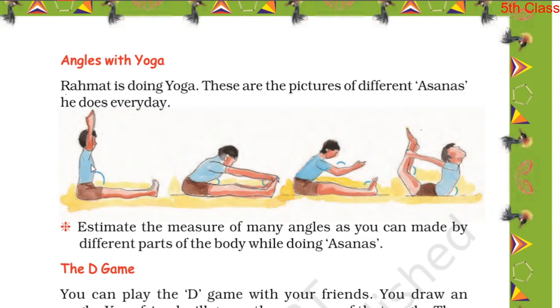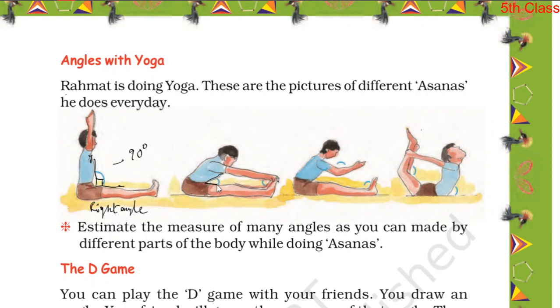Here, can you guess it? What is the angle made by his body? This is the angle. Can you guess it? What is the angle here? So it is exactly 90 degrees. So this is a right angle.